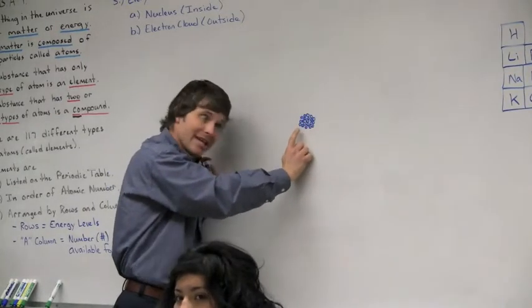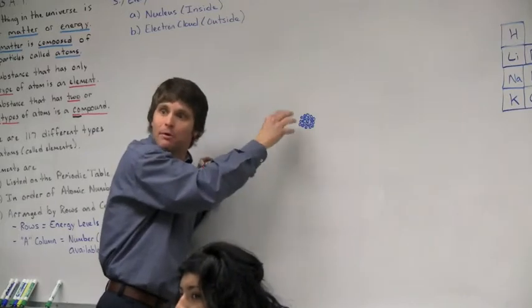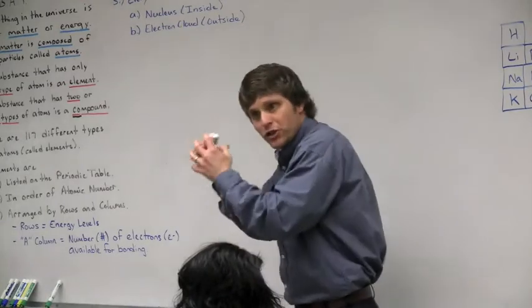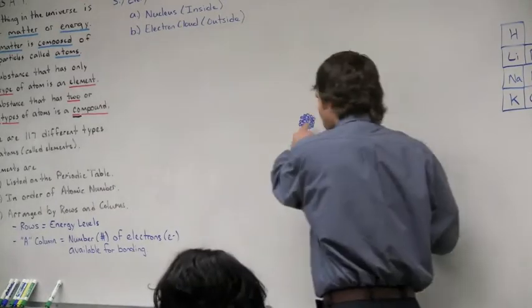This is just an area of space that we call the inside part of the atom, and we're going to call it the nucleus. Now, that's the easy part because there's just one space. There's one area that we call the nucleus.